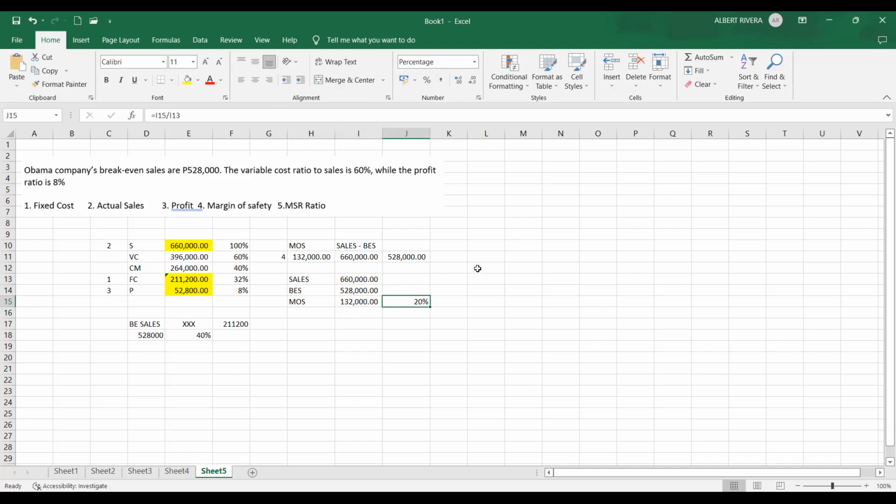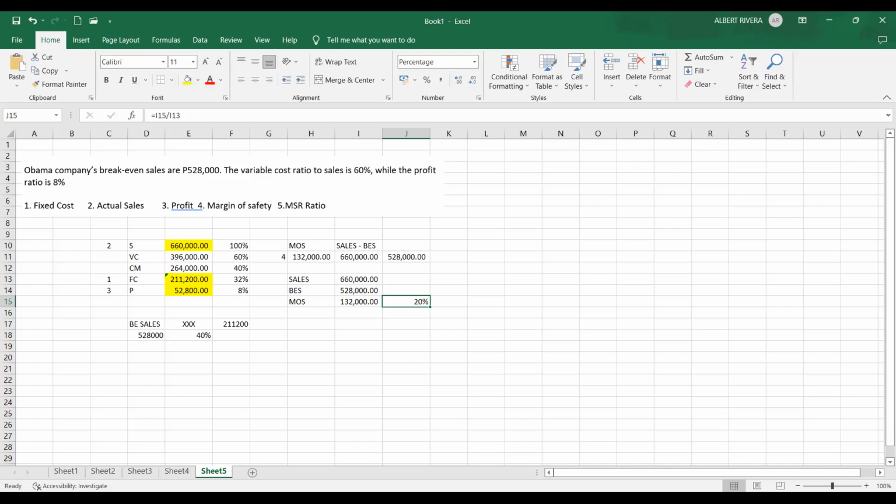So again, the summary of answers are fixed cost 211,200. Then your actual sales is 660,000. Then your profit is 52,800. Then your margin of safety is 132,000. And the margin of safety ratio equivalent to 20%.